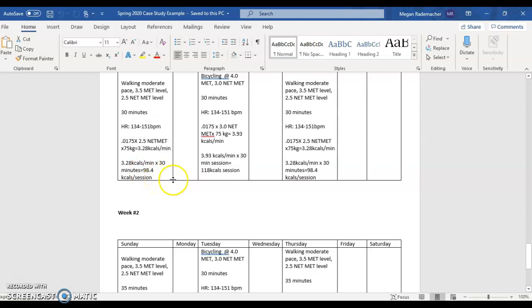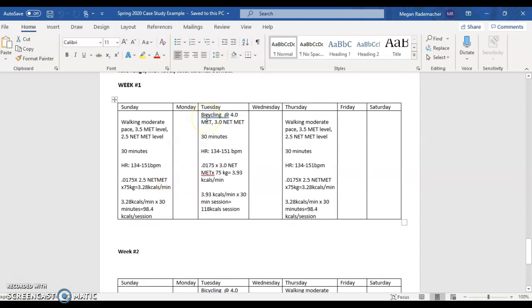Okay. On Tuesdays, I gave Sarah bicycling, which was a 4 MET activity level, again for 30 minutes. Heart rate range is the same. I did my math to determine that she's going to burn 118 calories per session. So she is going to walk on Sunday, she's going to bike on Tuesday, and then I'm going to give her walking again on Thursday. Okay, same thing that she had on Sunday. So that's what her week 1 will look like.